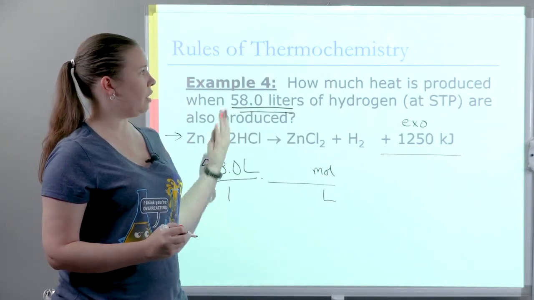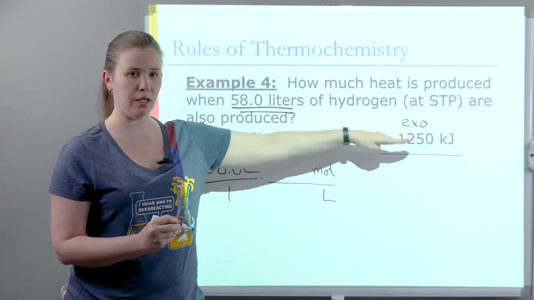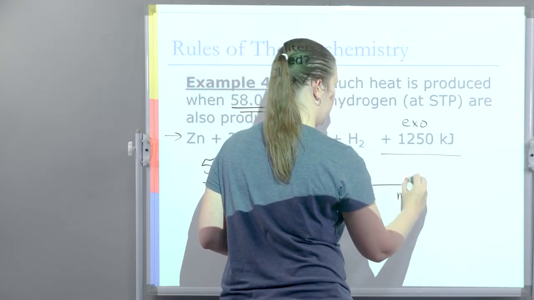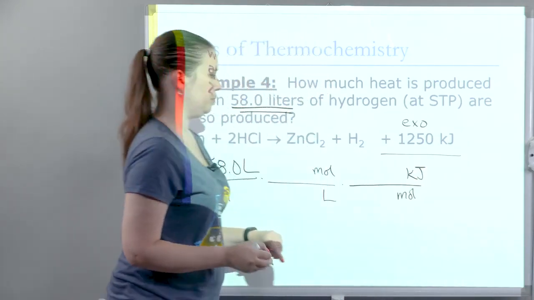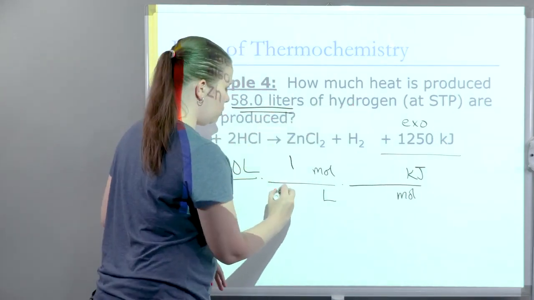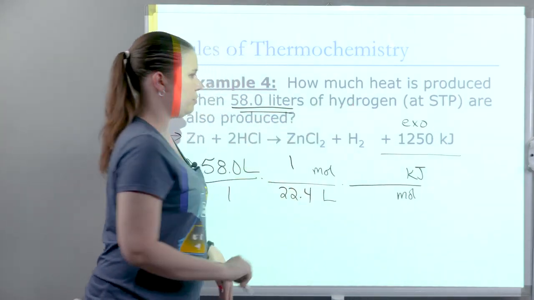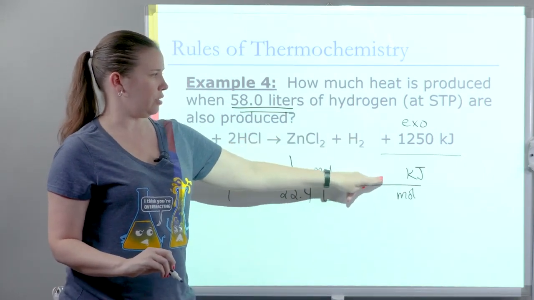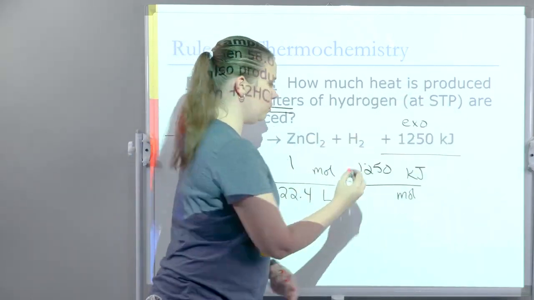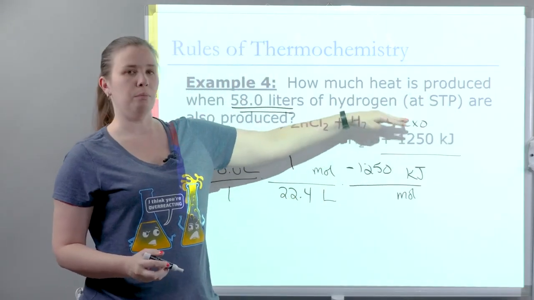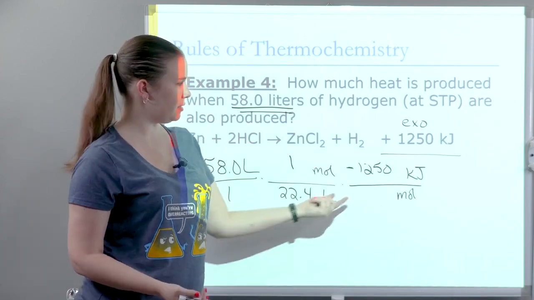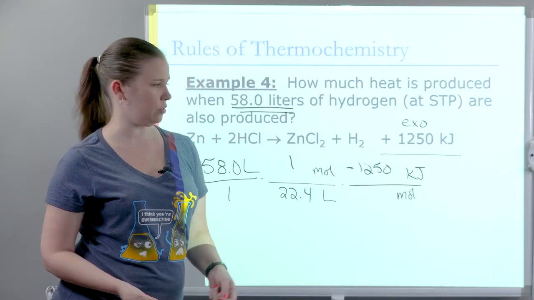The question is asking about the heat, so I'm going to need my mole to energy ratio from my balanced equation. So mole will go on the bottom and kilojoules on the top. So mole to liter at STP would be 1 mole to 22.4 liters. Energy is this 1250, but it's exothermic, which means that needs to be negative. Just because we've changed the amount doesn't mean it's not exothermic all of a sudden. It's still going to be exothermic, and we want a negative answer.